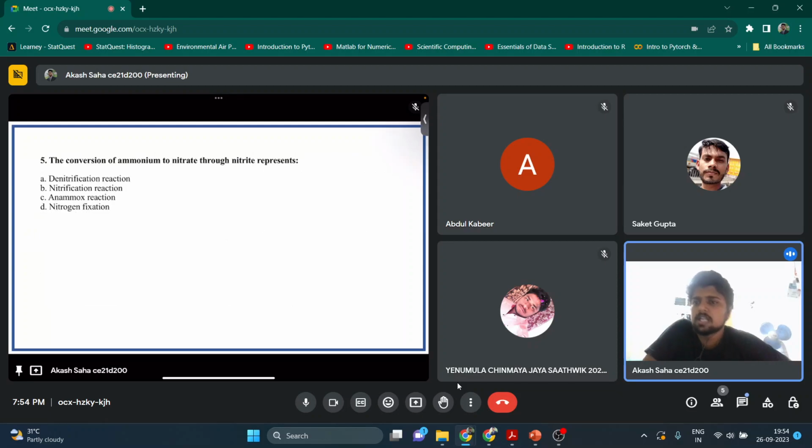Okay, next question. The conversion of ammonium to nitrate through nitrite represents. So ammonium to nitrate is known as denitrification, nitrification, ANAMMOX, or nitrogen fixation.